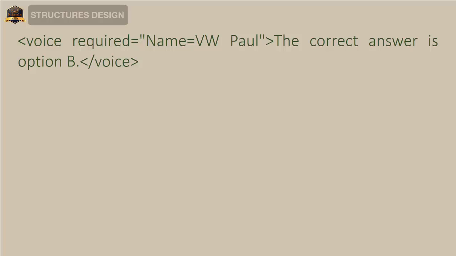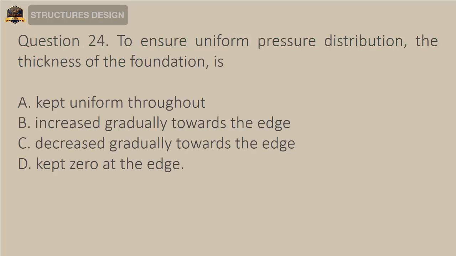Question 24. To ensure uniform pressure distribution, the thickness of the foundation is A. Kept uniform throughout, B. Increased gradually towards the edge, C. Decreased gradually towards the edge, D. Kept zero at the edge. The correct answer is option C.